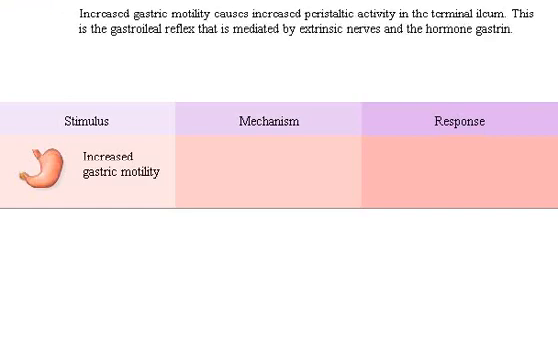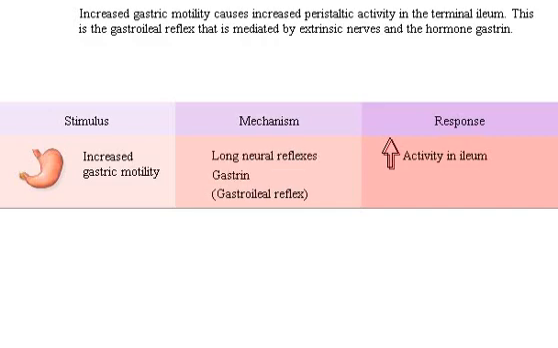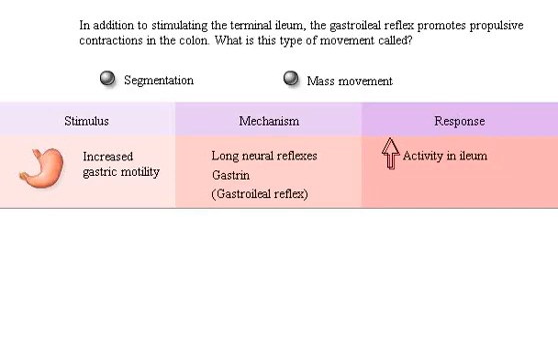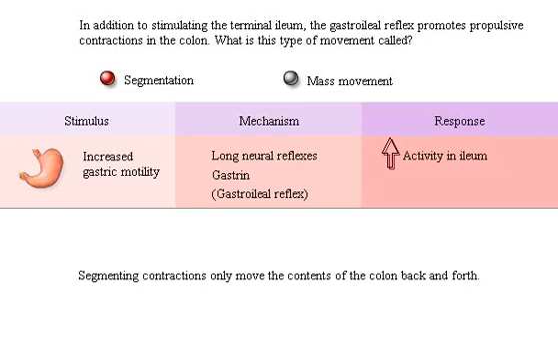We have learned that increased gastric motility causes increased peristaltic activity in the terminal ileum. This is the gastroileal reflex that is mediated by extrinsic nerves and the hormone gastrin. In addition to stimulating the terminal ileum, the gastroileal reflex promotes propulsive contractions in the colon. What is this type of movement called? Segmenting contractions only move the contents of the colon back and forth.